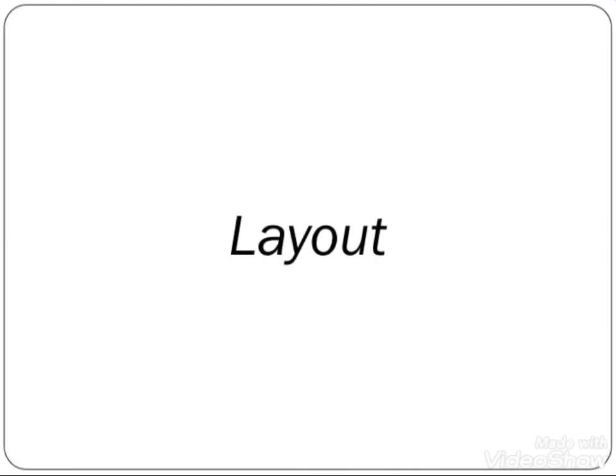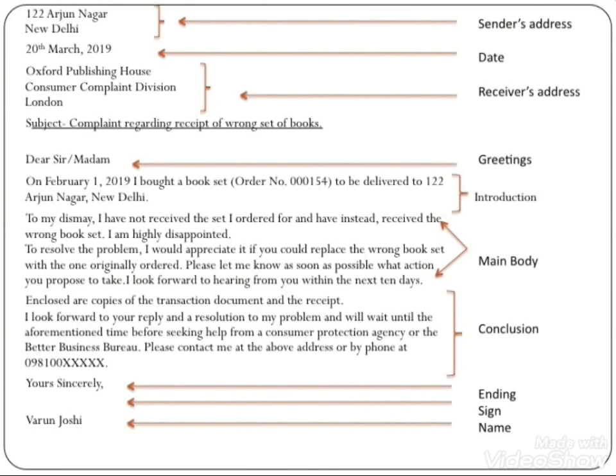See the layout of a formal letter. You need not start with from. You can directly start with the sender's address. Then comes the date. The date has to be written in this manner: 20th March, 2019. You can write any date, but the format should be in this manner.